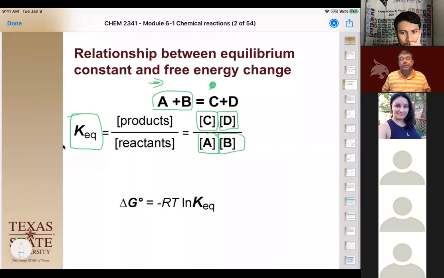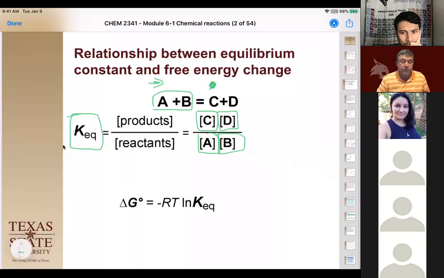Okay. But that equilibrium constant only gets us so far. We can't really calculate the Gibbs free energy without using temperature and the ideal gas constant right here. So we can calculate that change by taking the natural log of the equilibrium constant, multiplying it by the temperature in Kelvin and the ideal gas constant, and that gives you the change in Gibbs free energy. Don't worry, you don't have to calculate this. You just have to know that it exists.